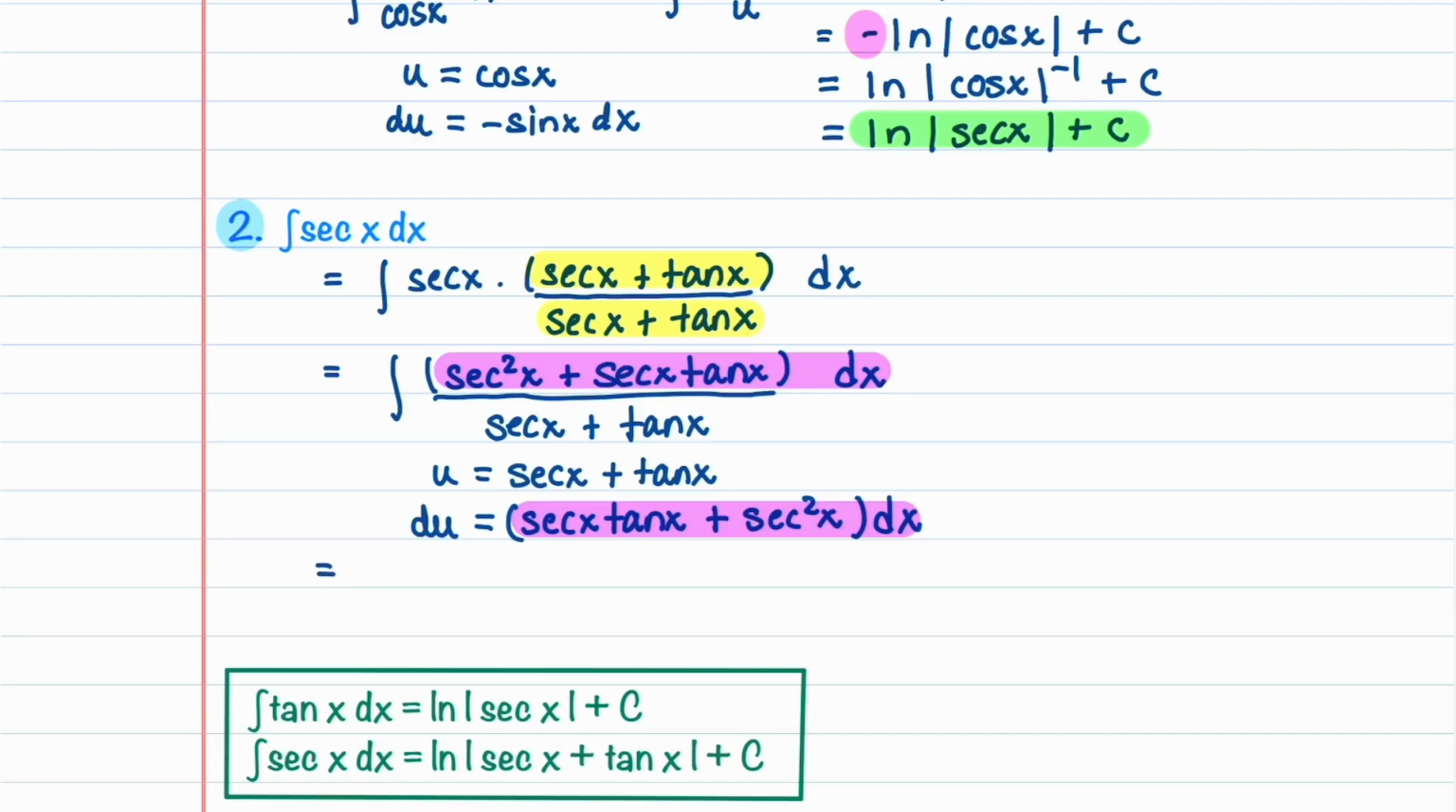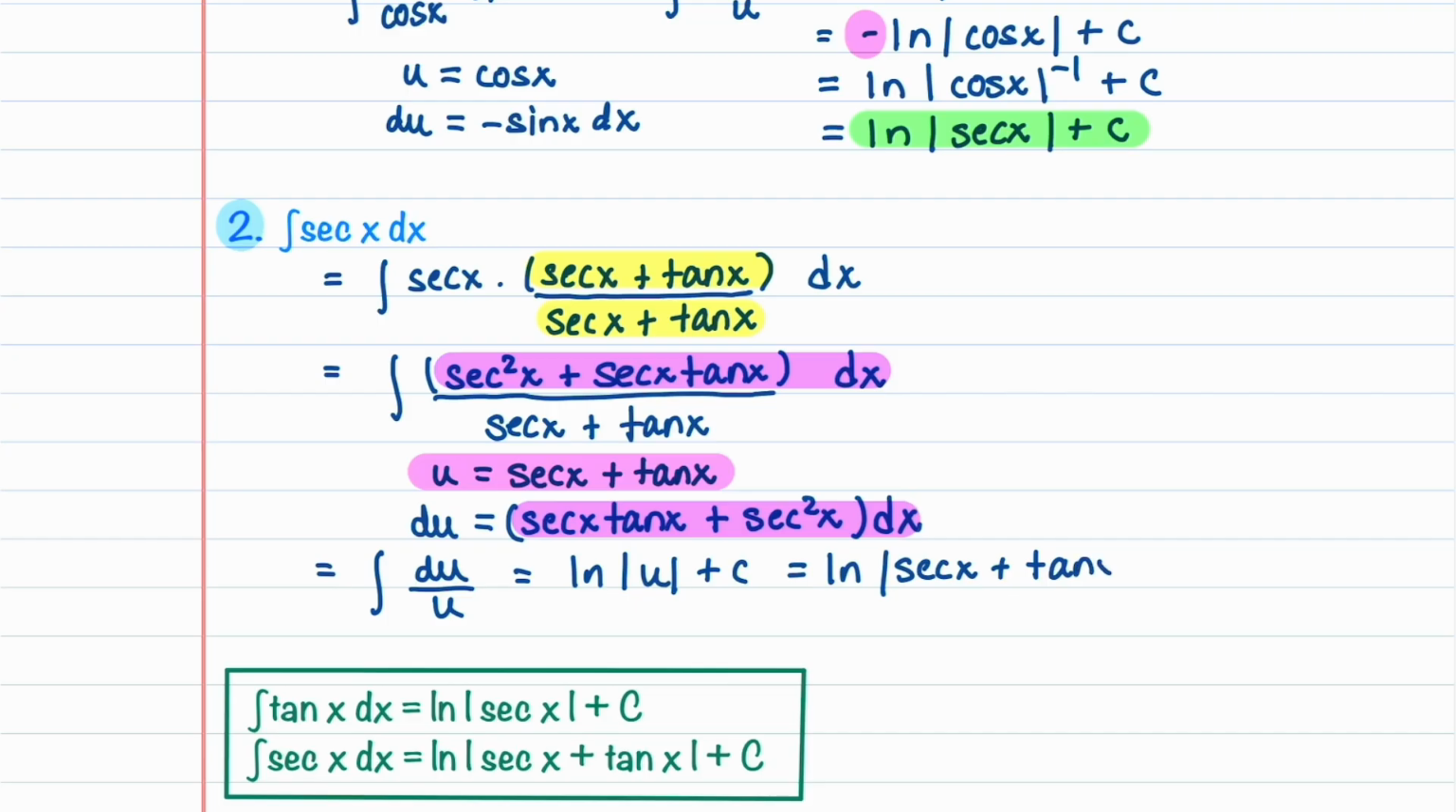Now we'll flip to everything in terms of u, so we have the integral of du all divided by u. That's the natural log absolute value of u plus c. And then we just plug back in what u is. Let me go ahead and highlight that in pink so you can see what I'm looking at. It is secant x plus tangent x plus c. And there's our answer and our formula. You may want to memorize these formulas, so I went ahead and put them down here in this green box just to make it easier.